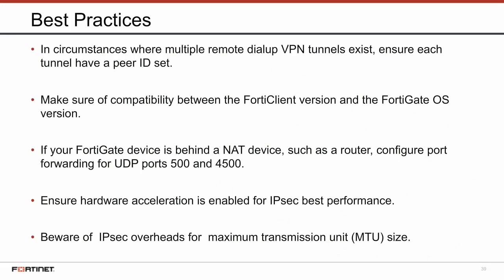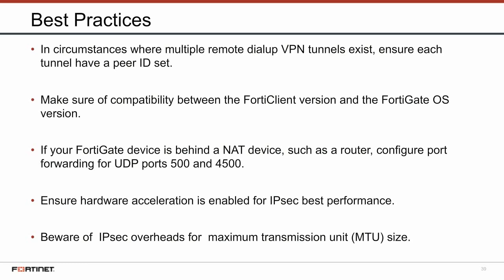In circumstances where multiple remote Dialup VPN tunnels exist, each tunnel must have a peer ID set. Make sure the FortiClient version is compatible with the FortiGate OS version. If your FortiGate unit is behind a NAT device, such as a router, configure port forwarding for UDP ports 500 and 4500. Make sure hardware acceleration is enabled for IPsec best performance.